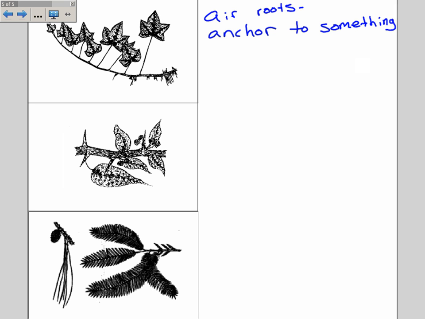Okay. These exposed roots are helping it to anchor to something else. Now, they're also probably grabbing water from rain, moisture in the air, but their job is to try and anchor it to something else. All right?